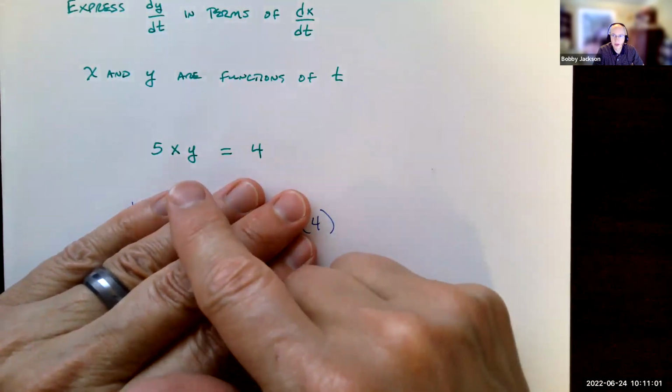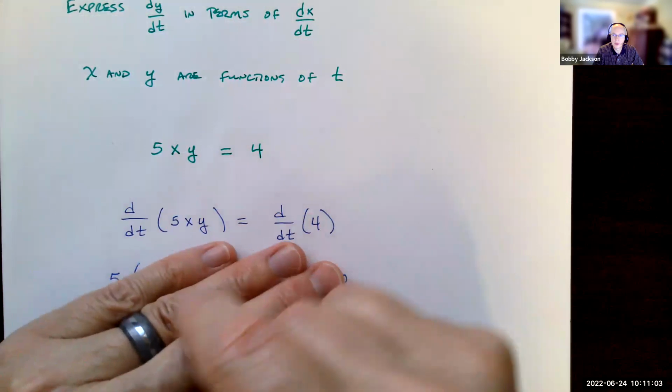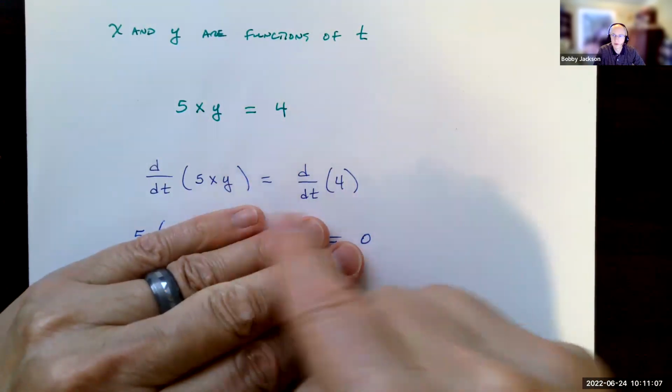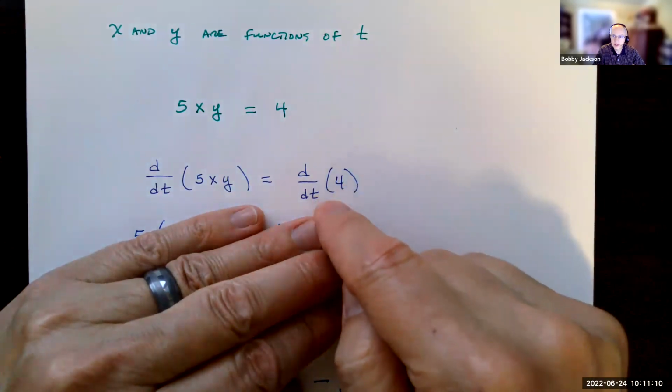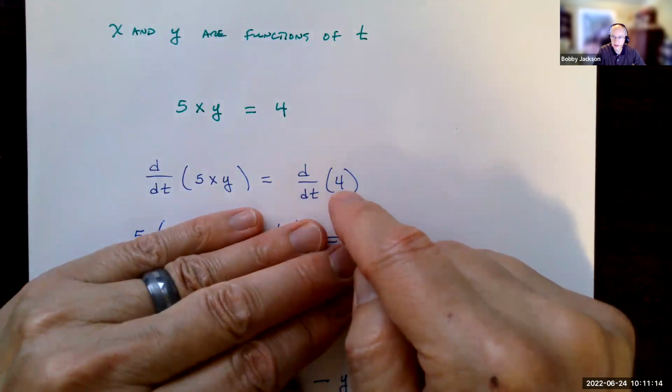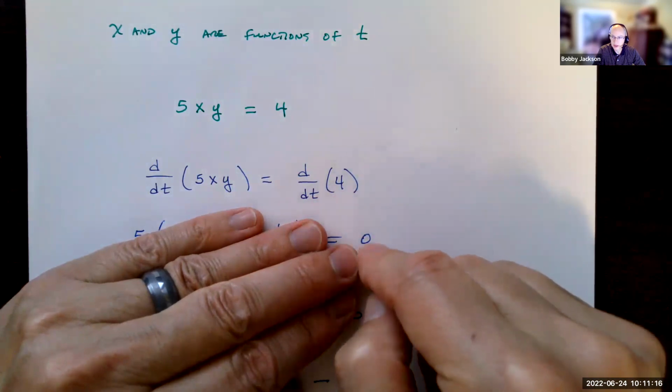Okay, so how do we begin? We take the derivative with respect to t of both sides of the equation, right? Derivative with respect to t of both sides of the equation. This side is easy, right? What's the derivative with respect to t of 4? 4 is a constant. Derivative of 4 is 0, so that's easy.